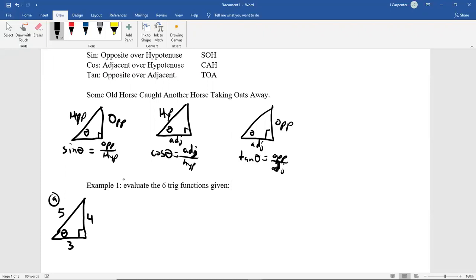All right, so we're going to do the sine of theta. We're going to do the cosine of theta. We're going to do the tangent of theta. Then we're going to do the cosecant of theta, secant of theta, and the cotangent of theta.